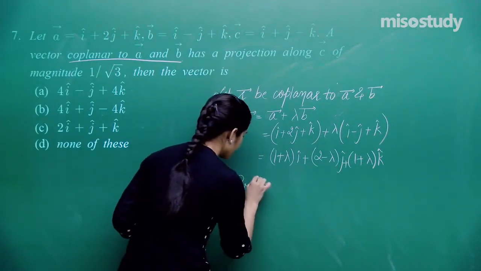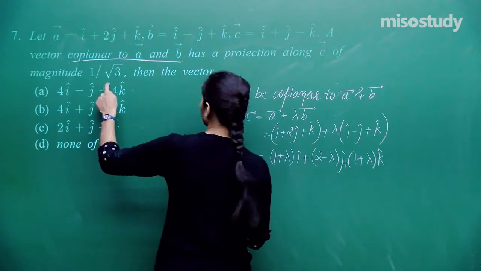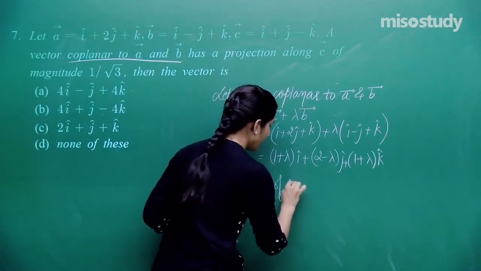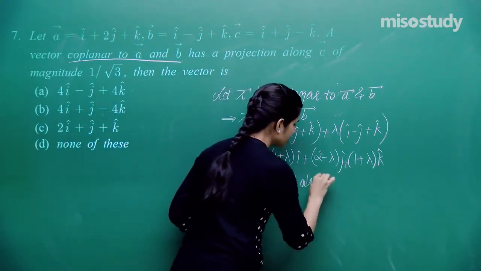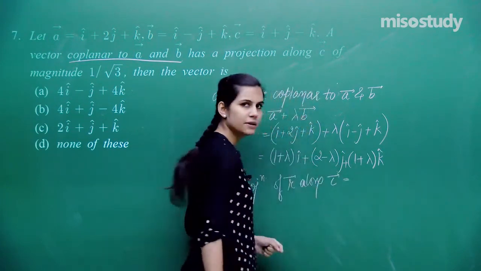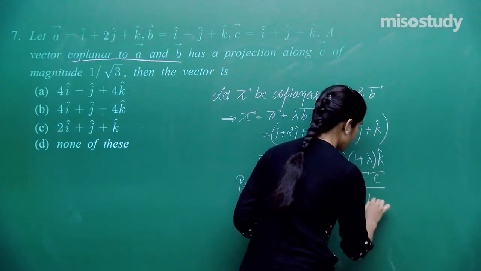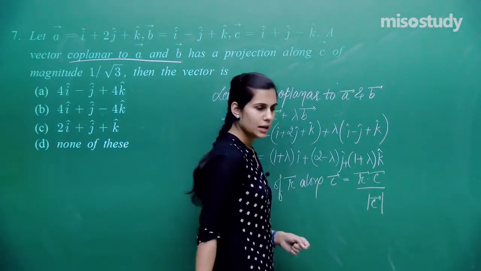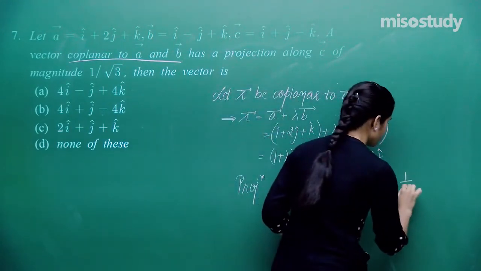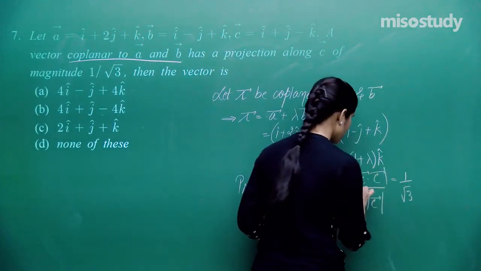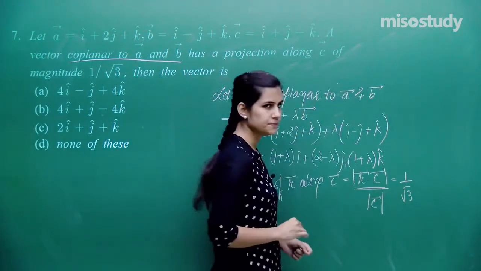Projection, this is 1 by root 3, yes. So the projection of R vector along C vector is given by what? It is given by R dot C upon the magnitude of C. But this is given as 1 by root 3, it's positive, so I'm going to take the absolute value.